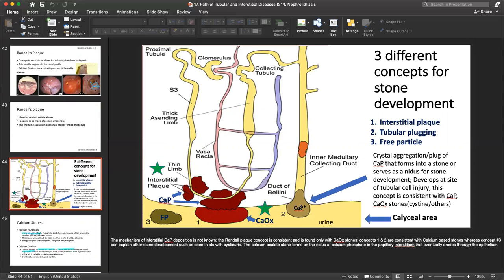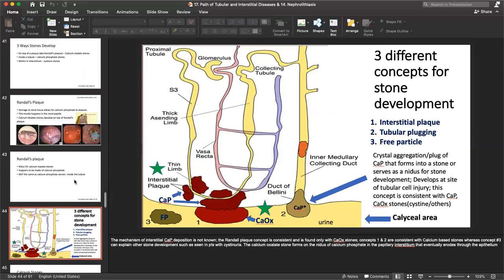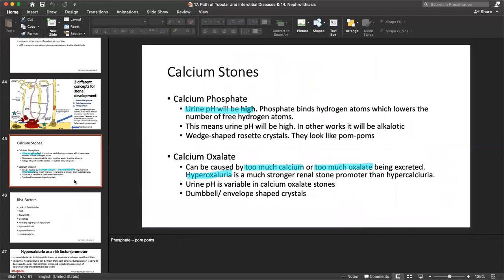So here's our calcium phosphate. Sorry, let's do it this way. And then our calcium phosphate, which is our Randall's plaque. Our calcium oxalate is going to be sitting on top of it. Calcium phosphate: our urine pH is going to be high because phosphate is going to bind to hydrogen. They kind of look like pom-poms, phosphate pom-poms.